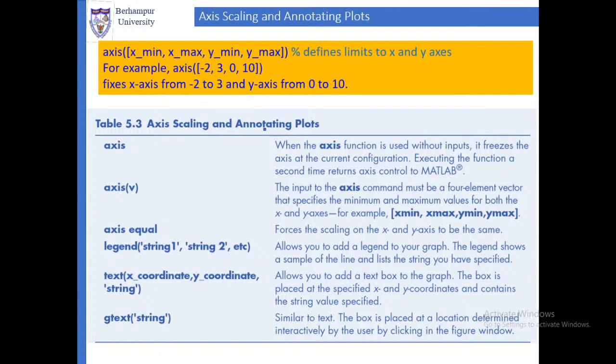Legend: within the plot, you can put some legends. Text: within the plot, you can put some text. And gtext is similar to text, and the box is placed at a location which is determined interactively by the user, by clicking in the figure window. So within the figure window, click at a place where you want to put it. Then in gtext, you can write the string.